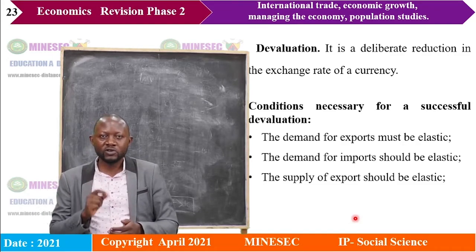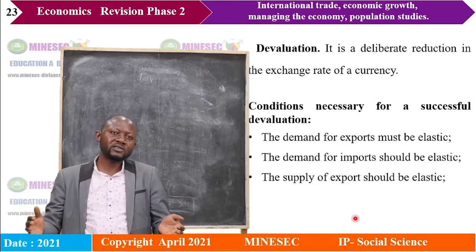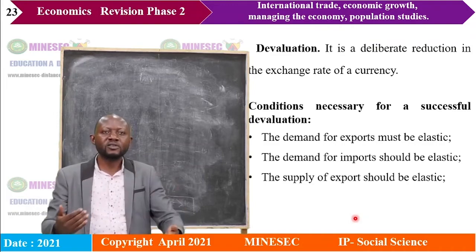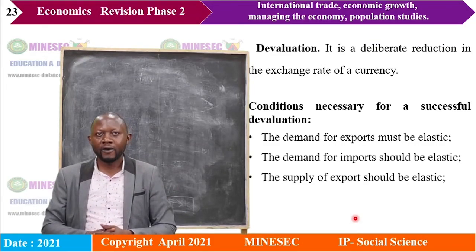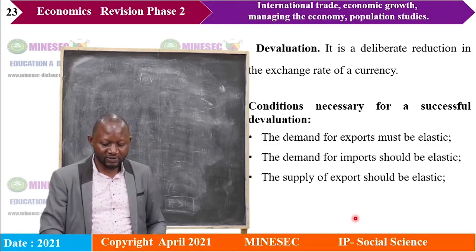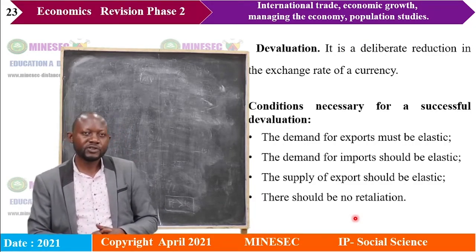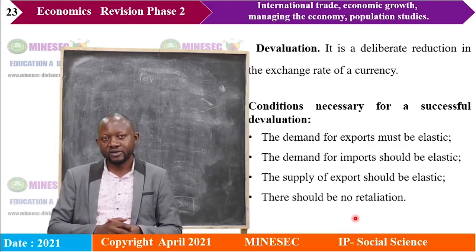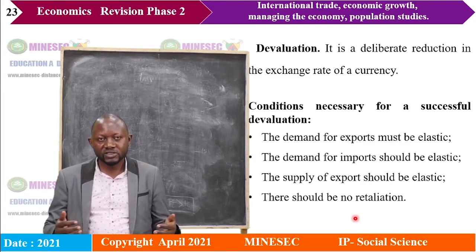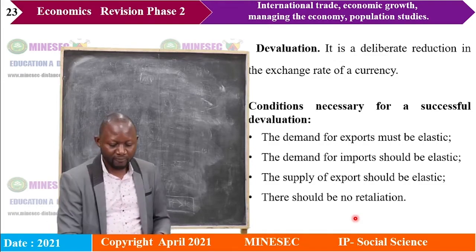So it should only be successful when there's some spare capacity, and every country should be able to increase production and increase supply in response to the increase in demand. Finally, there should be no retaliation. Trading partners should not equally revalue their currency. If not, it's going to be of no use.